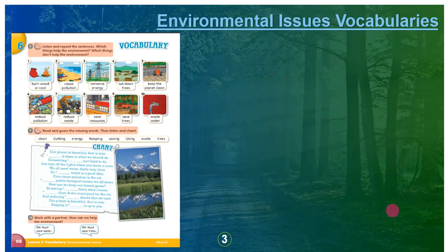Environmental issues vocabularies, that was the second vocabulary lesson. So some issues about the environment. Now, some of these phrasal verbs are things that are good for the environment, and some of them are not good for the environment, that could harm the environment.